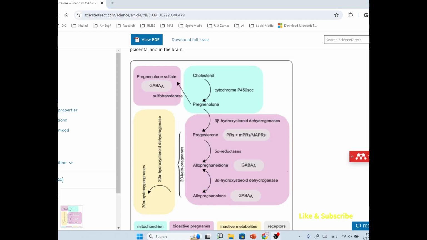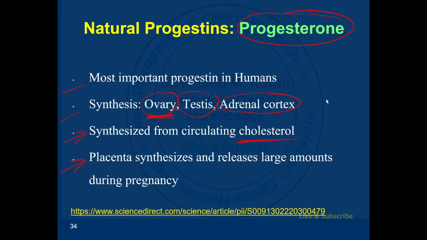Okay, so as you can see here, cholesterol is the main source of progesterone. We have two mediators involved, and the main mediator involved in the regulation of progesterone and other hormones is GABA. So you can see that GABA is involved in the effect of progesterone. Now we understand the situation here.